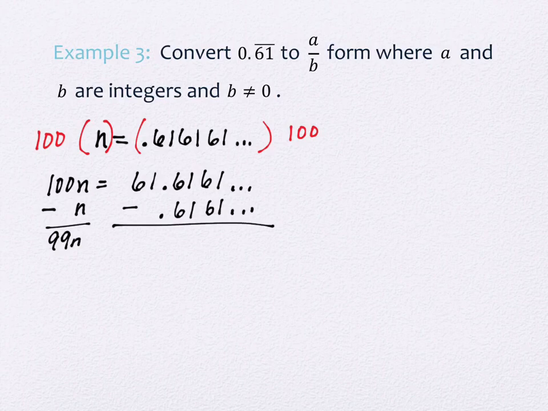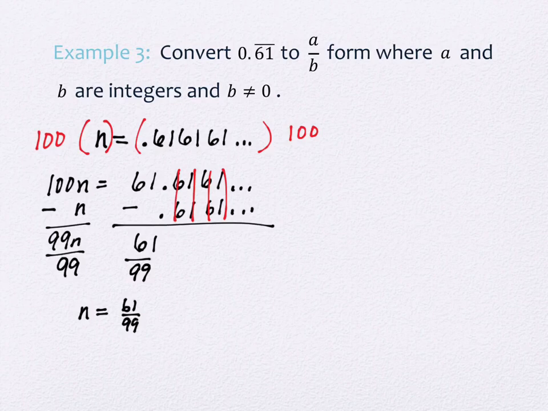And when I do that, all of these subtract to give me 0. They all line up perfectly, which leaves me with the number 61. And I can divide by my 99, and lo and behold, just as we talked about before, I have 61 over 99 at the end. Okay?